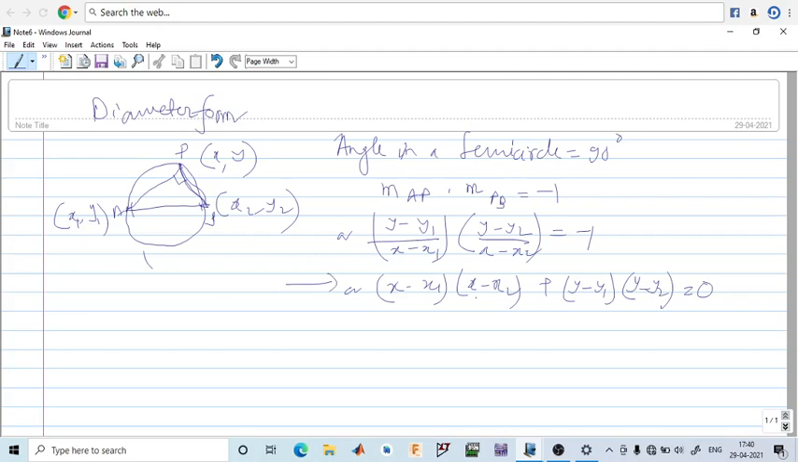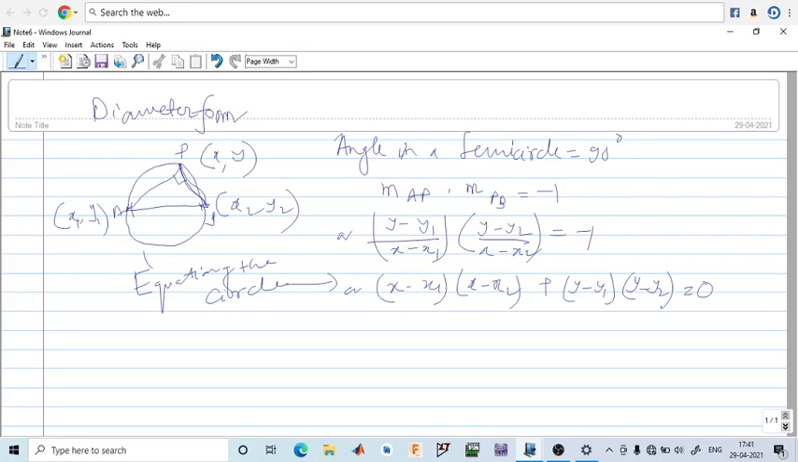That is, x1, x2 and y1, y2 are the coordinates corresponding to the endpoints of the diameter, right? If those points are given, then the equation of the circle becomes this one.